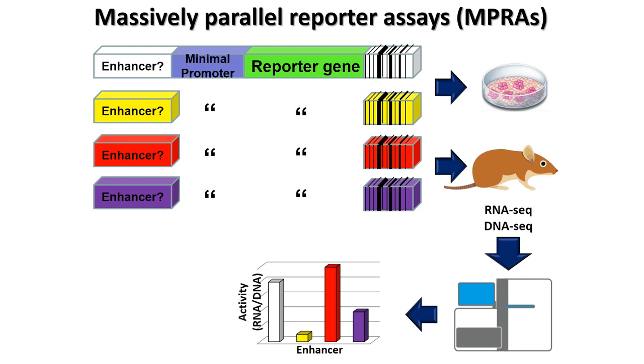For example, for this red sequence, we saw DNA, meaning it went into the cell, but we also see a lot of RNA, suggesting it's a strong enhancer, versus the yellow sequence where we just saw DNA, meaning it went into the cell, but we don't see RNA, meaning it likely didn't turn on the minimal promoter and reporter gene, suggesting it's not an enhancer.